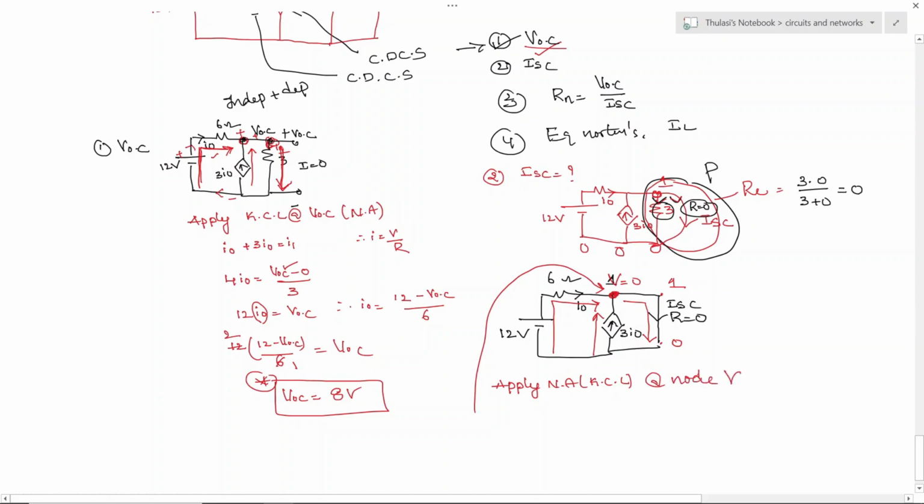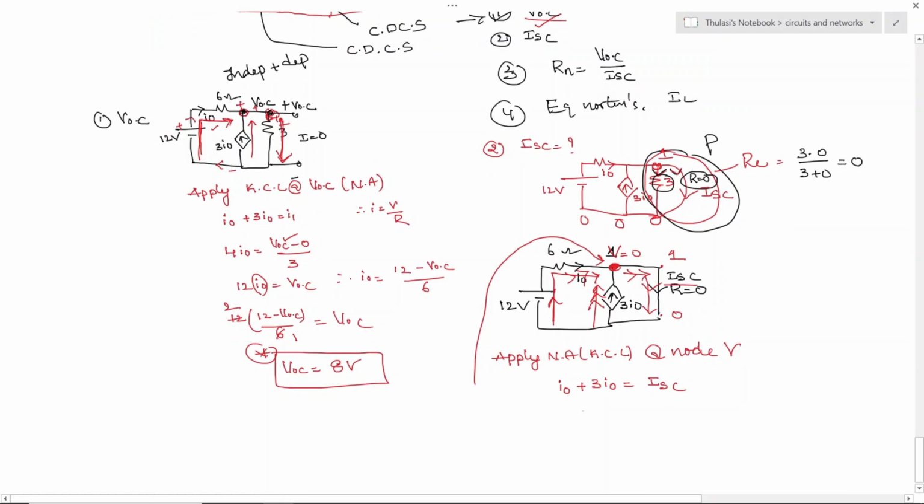So you see the currents that are entering. The first current entering is in the red color branch: I naught is entering, and another current entering is 3 into I naught. The leaving current is ISC. So this branch is entering, and this branch is also entering the node, and this branch is only leaving. The current name is ISC. We require ISC, so we can link this: 4 I naught is equal to ISC.